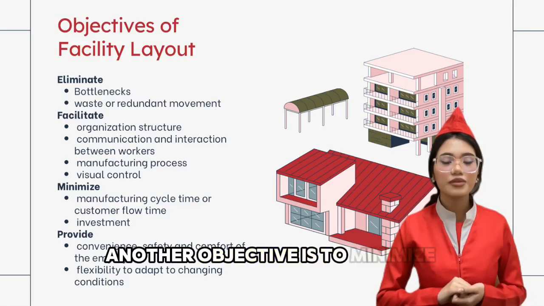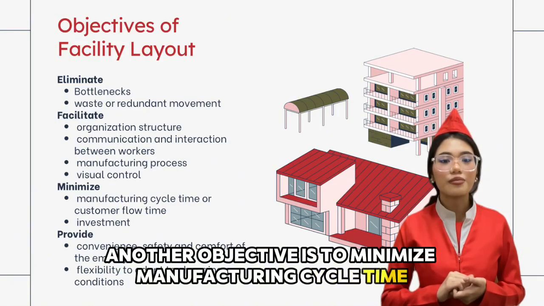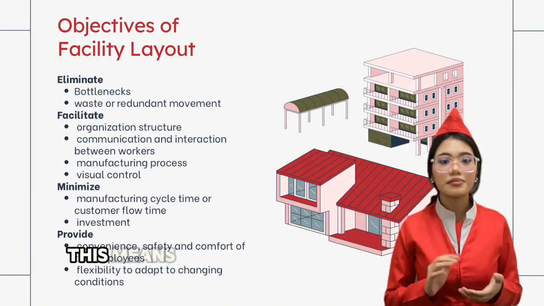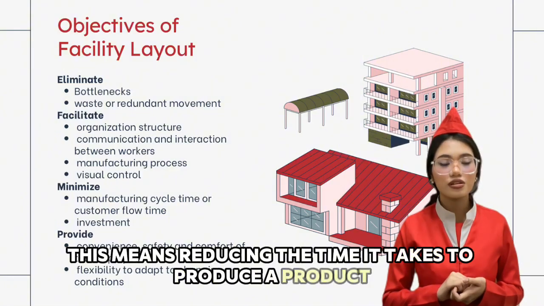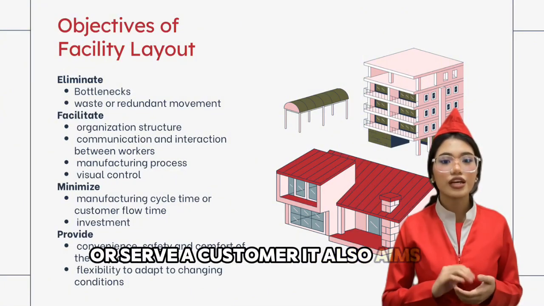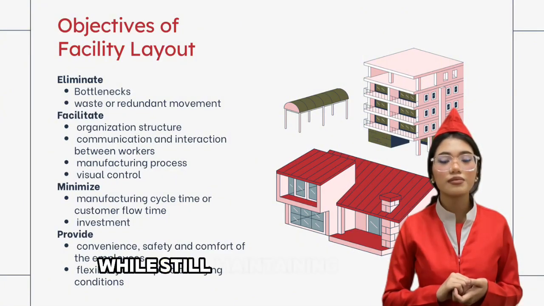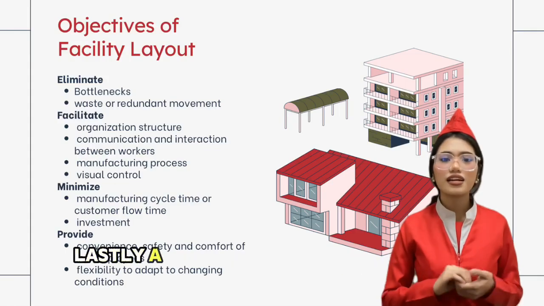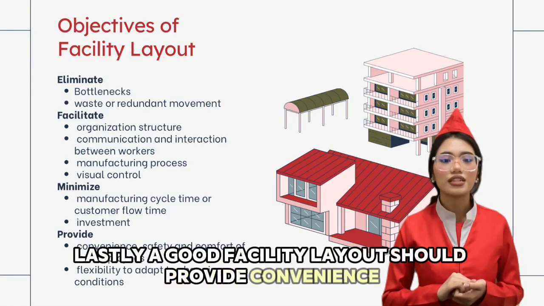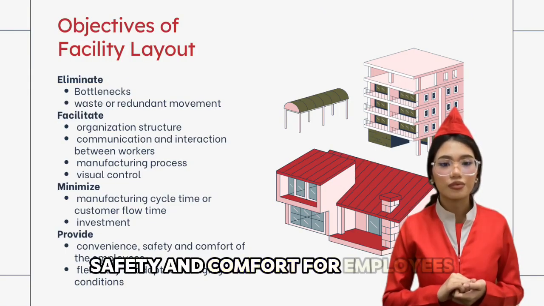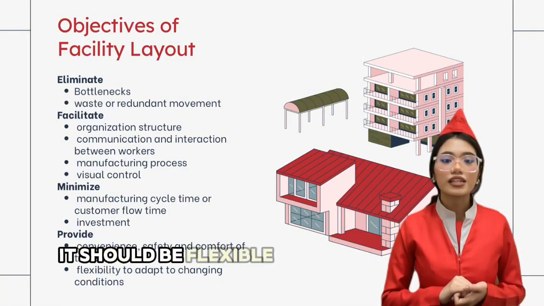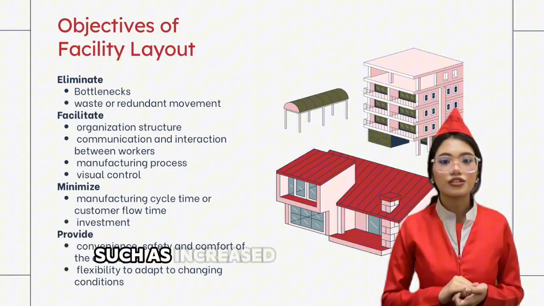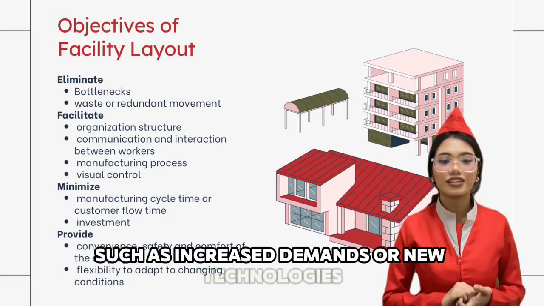Another objective is to minimize manufacturing cycle time or customer flow time. This means reducing the time it takes to produce a product or serve a customer. It also aims to minimize investment costs while still maintaining efficiency. Lastly, a good facility layout should provide convenience, safety, and comfort for employees. It should be flexible enough to adapt to changes such as increased demand or new technologies.